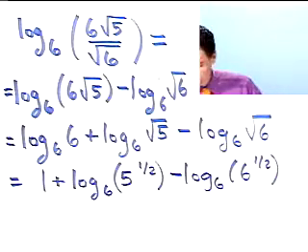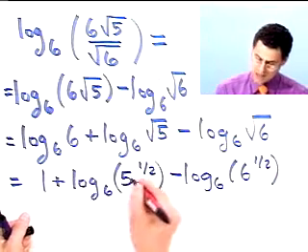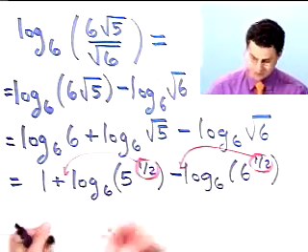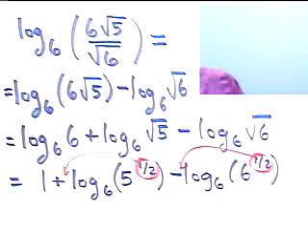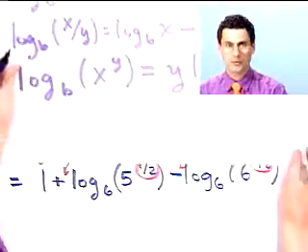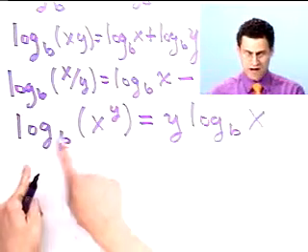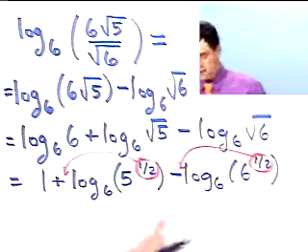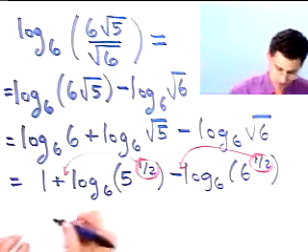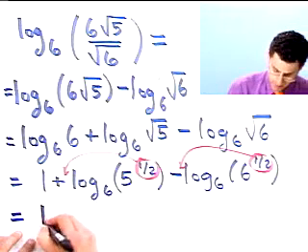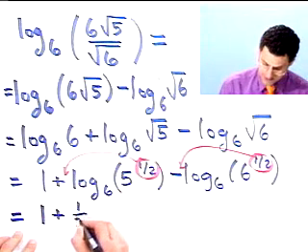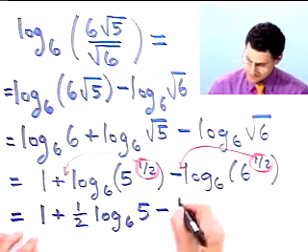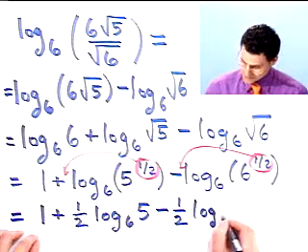And the reason why that's useful is because now you can remember that property that if I have inside the log something to a power, that power can come out as a coefficient. That was that last property that we looked at. Let me show you that one again. That was this property right here. See, log of something to a power, I can pull that power out in front as a coefficient. So if I use that right now, I can actually simplify this a little more. This is 1 plus, now that 1/2 is out in front, log base 6 of 5, minus, now that 1/2 is out in front, log base 6 of 6.